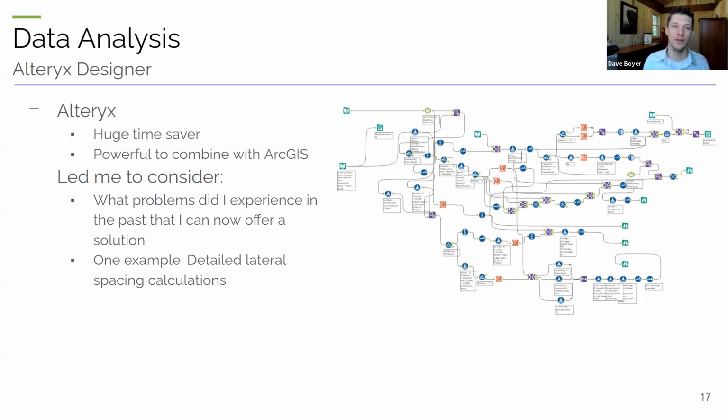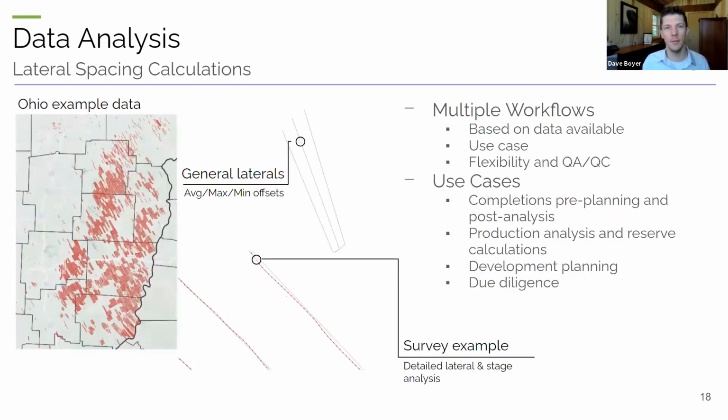But having this power really led me to consider what problems I had in the past at other operators that now I can offer a solution for. One example of that is lateral spacing calculations. Some of you may be familiar with lateral spacing calculations, but it's something that I've talked to Esri and other service operators and other operators in general with their geoscientists and GIS professionals about, and I've never really found a good answer for calculating these. But with Alteryx and GIS, I was able to build multiple workflows and come up with some good solutions to do this on a bulk scale.